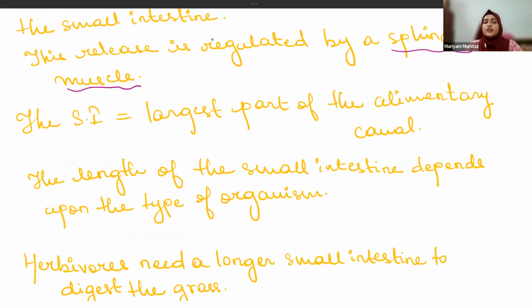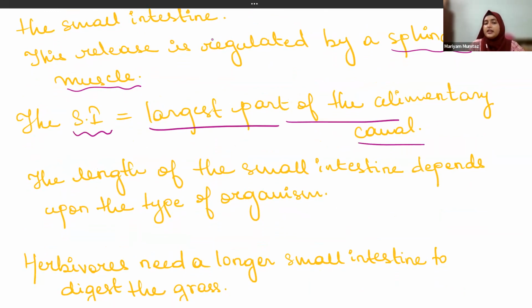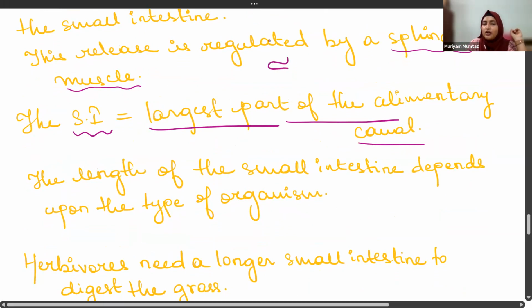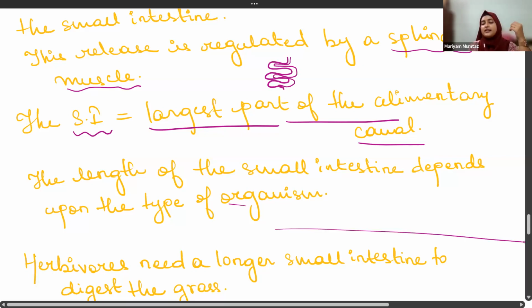Okay. Now the small intestine is the largest part of the alimentary canal. It is the longest. Meaning, if you compare the small intestine with any other part of the alimentary canal, it would be the longest part. And have you seen in the diagram, it is convoluted like this? Now, can you tell me why it is convoluted like this? Why isn't it present in one straight line, and why is it present in curvy lines?